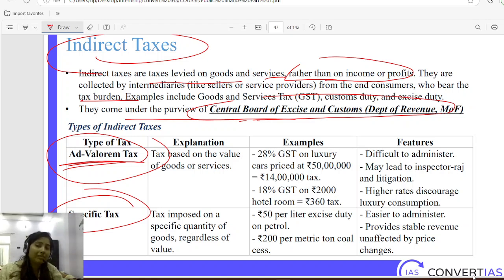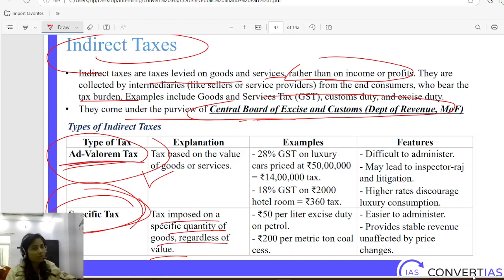Of course it is difficult to administer, because to keep an eye on how much one has produced, there are a lot of loopholes. So to cover those loopholes, it is important to keep an eye, but that is difficult to administer. Then specific tax: tax imposed on a specific quantity of goods regardless of value. So if you are producing 10 units, then you should pay 10 rupees of tax. If you are producing 50 units, then you should pay 20 rupees as tax. So it depends on how much quantity you are producing.